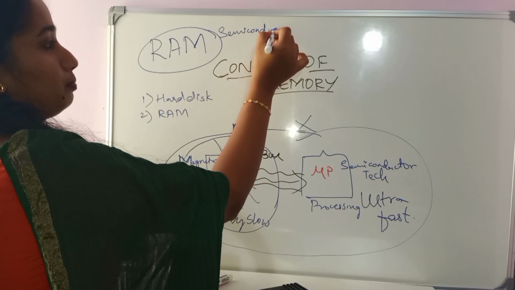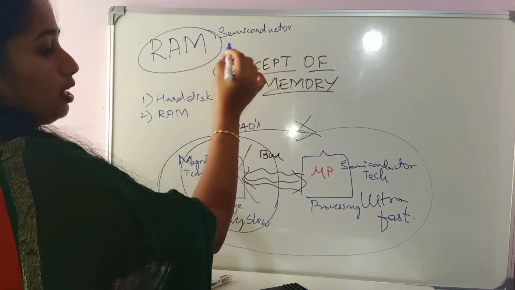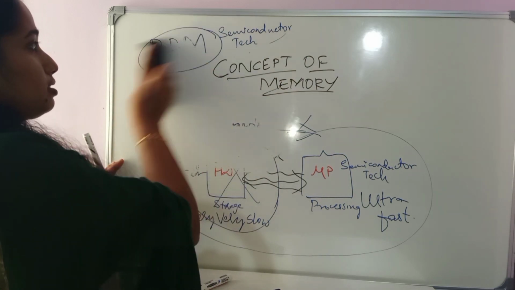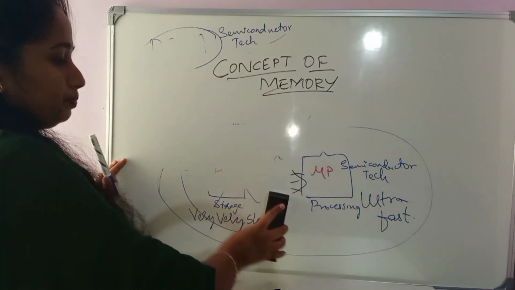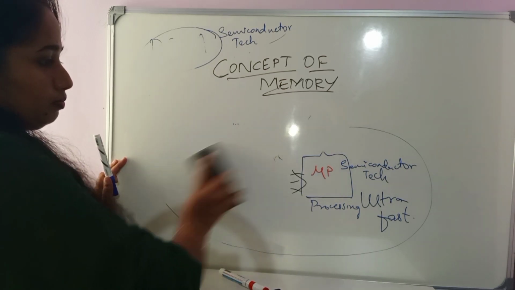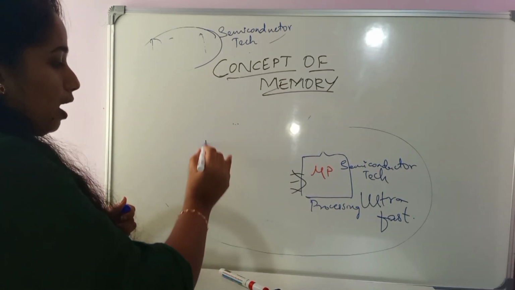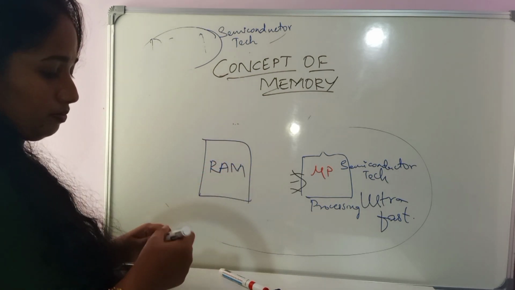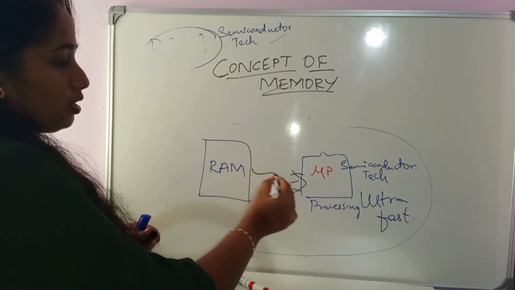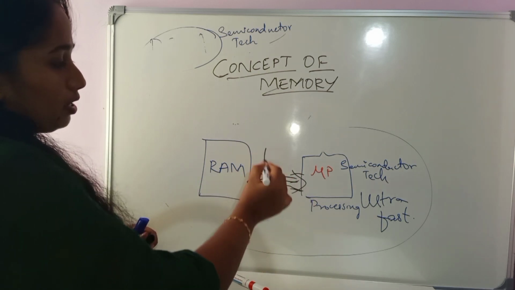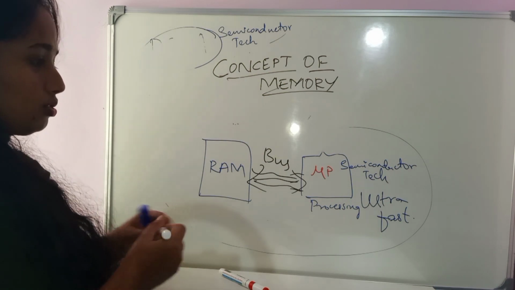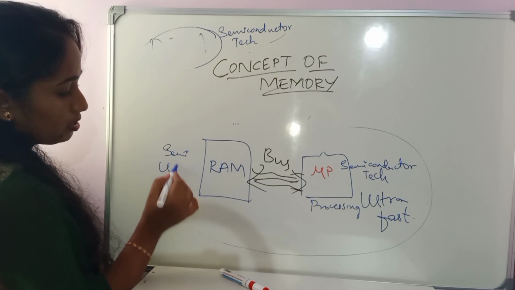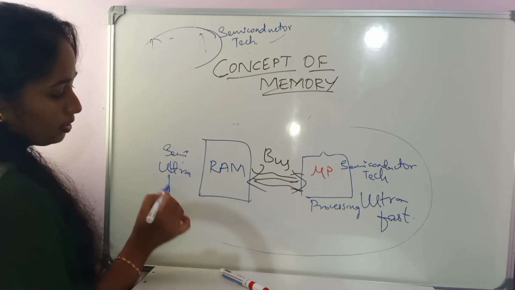So they thought of connecting both the fast working devices. The new architecture was like this. RAM was connected to the microprocessor through a series of wires called a bus. So this RAM is a semiconductor technology device and it is also ultra fast.